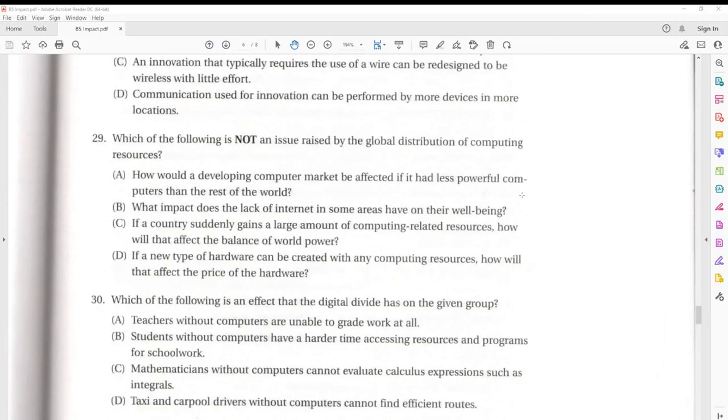29, which of the following is not an issue raised by global distribution of computing resources, which is not caused by the web expanding the computing resources? New types of hardware can be created by computing resources. How will you have the price of that? So 29 is D, okay, the price of it is not caused by the distribution of computing resources.